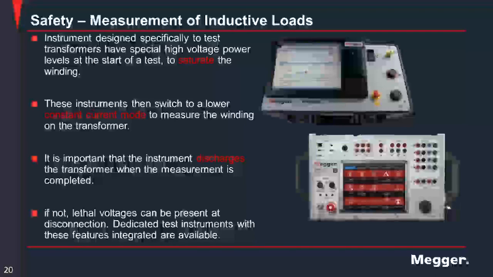The inductive load is important to be handled with a safe instrument, because the instrument is designed specifically to test inductive loads like a power transformer. At the beginning of testing, there is a special high voltage power level. This high voltage level allows the winding, for example if you test a transformer, to saturate. After the transformer saturates, the instrument will switch to a lower constant current mode to measure the resistance of the winding of the transformer itself. If this is not correctly performed, lethal voltage can be present at disconnection. So a dedicated test instrument with this feature should be available for testing inductive loads.